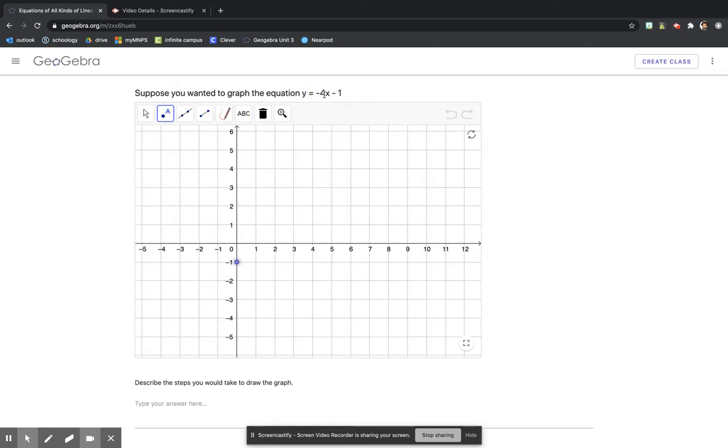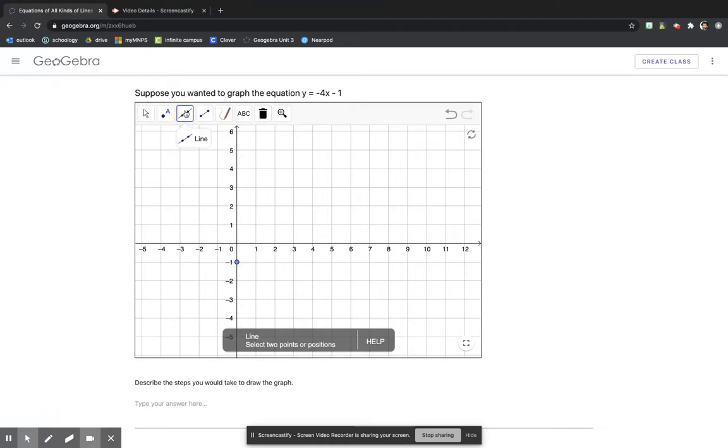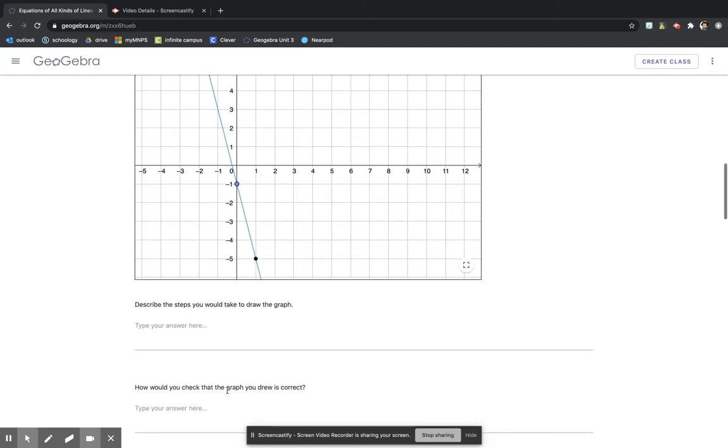And then I'm going to use my slope, negative 4x. That tells me I'm going to go down 4 units. So I'm going to go 1, 2, 3, 4 every time I move 1 unit to the right. So when I'm graphing my line, I'm going to click this line tool. Well, first let me place another point. I'm going to place my point here, minus 4 units, 1 unit to the right. Then I'm going to use my line tool. I'm going to click on my first point and click on my second point and graph my equation.